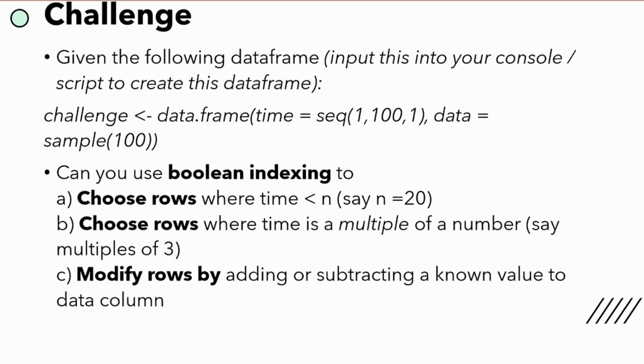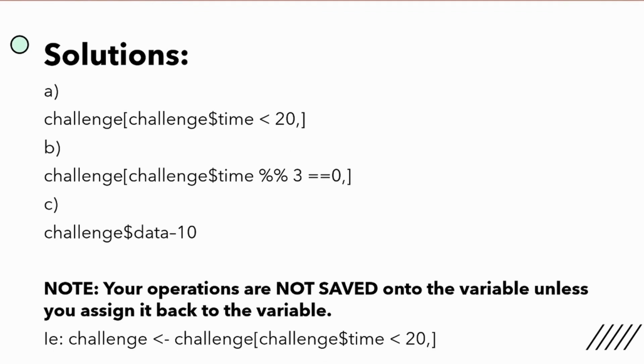Let's look at the suggested solutions. After all, there are no real solutions per se, it's just what I think would be the most straightforward, and these are some methods you could have used. One important thing is that the operations that you perform are not saved to the variable until you actually assign it back. For instance, if I copy and paste this into my console, and then type challenge, print challenge again, I would not see the new data set that this has created. Rather, I would just see what was originally there, because this merely prints the operation to the console. It does not save it to the data.